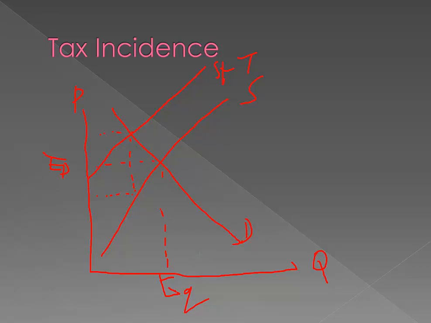The opposite happens if it's elastic. If it's elastic, the producer burden will increase and the consumer burden will decrease, because the producers can't really charge a much higher price for it, and so the producers have to bear most of the burden. Then you can calculate the tax revenue by multiplying the quantity tax, which is this distance right here, by the new quantity down here, and this is called the tax revenue.